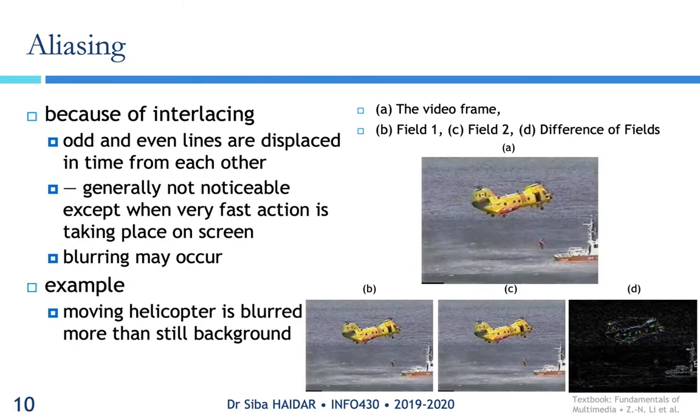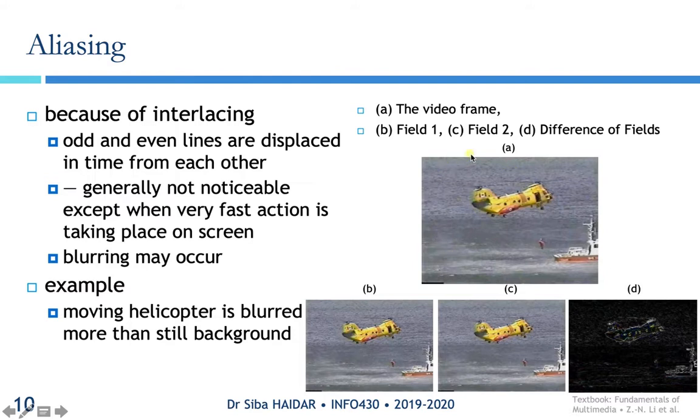Aliasing. Because of interlacing, odd and even lines are displaced in time from each other. We scan the video first to take the odd lines, then we scan it again to take the even lines to trace the image. And remember, a video is a moving picture. So from the time we took the odd lines to the time we want to take the even lines, the objects in the video have moved. Generally, this is not noticeable except when very fast action is taking place on the screen.